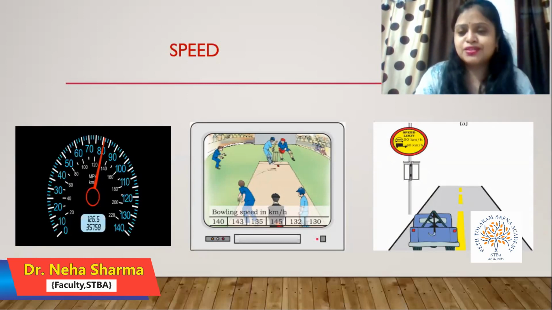Sometimes the center picture represents a very interesting case: during a cricket match, the bowling speed is also mentioned in km per hour. It shows how fast the bowler has thrown the ball, and the unit is kilometer per hour. The SI unit of speed is meter per second, and other units are meter per hour, kilometer per hour, and so on, right? So speed is basically related to two important terms: the distance traveled divided by time.